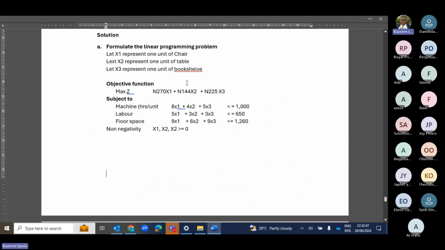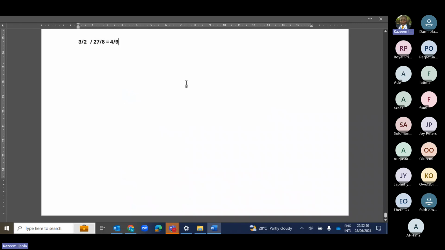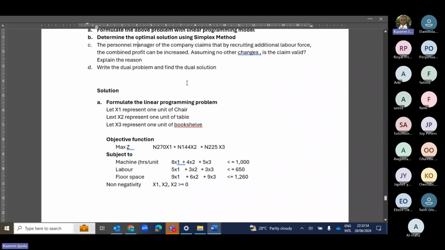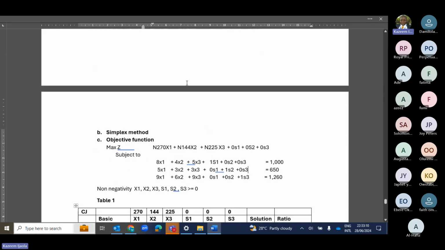I didn't show you that for this question. Wait, I just jumped ahead. Okay, they want to increase labor. So this is labor, the second equation. That is what they want to do. They want to increase the labor force.